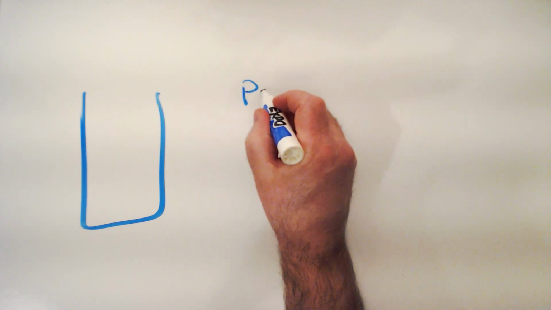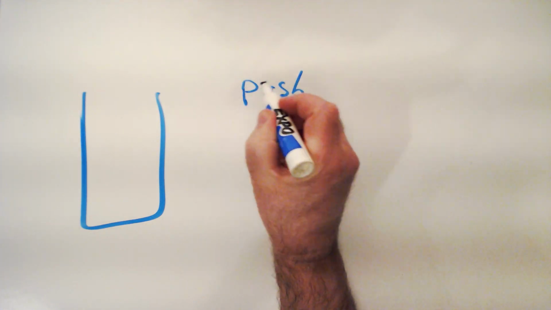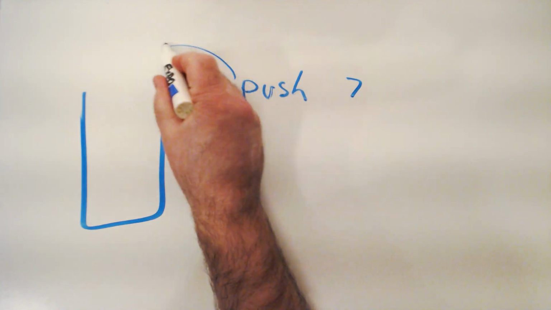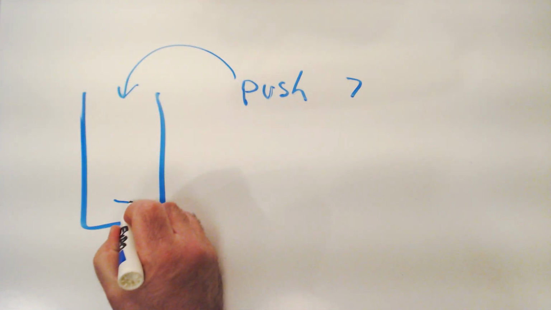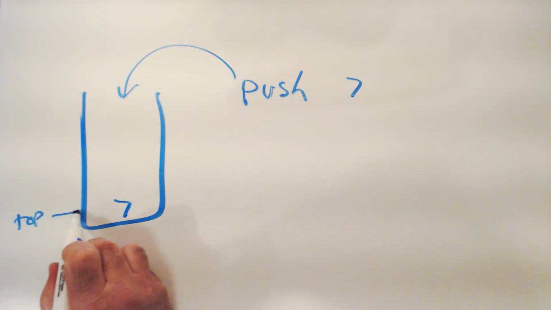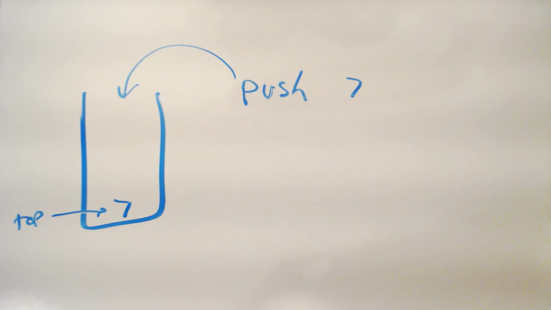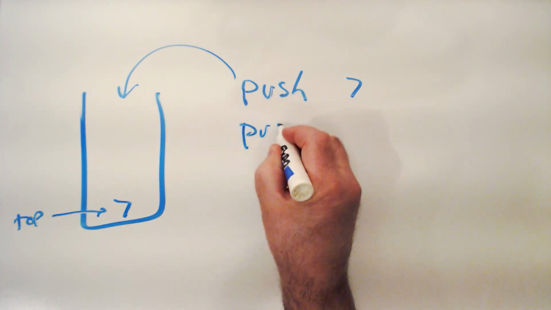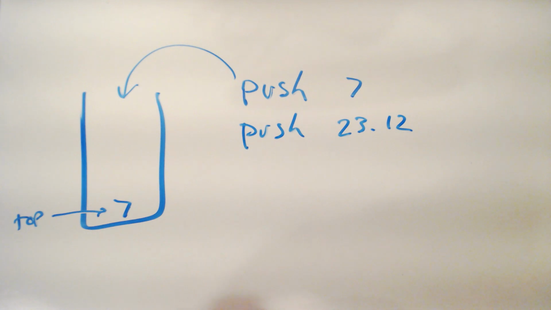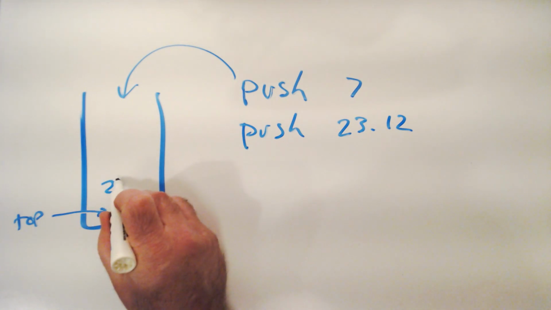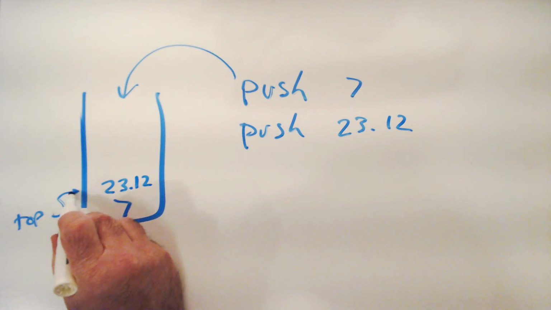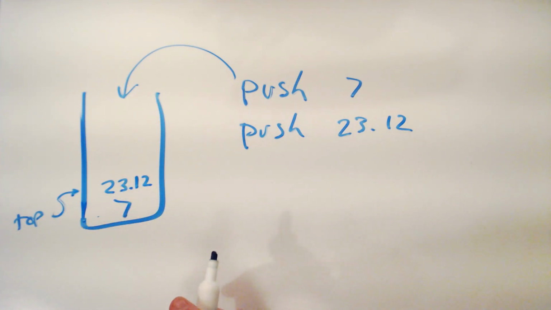and it has operations to add things to it and remove them. The way you add things is you say push. If I wanted to push, say, the number 7 into the stack, conceptually it would push in from the top and end up down there. Top of the stack would be 7 at that point. If I then push 23.12 into the stack, it would go on top of the 7, and the top pointer would be moved up to there. Remember where the top is now.